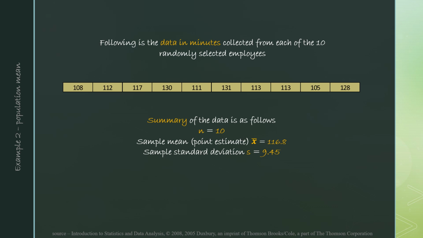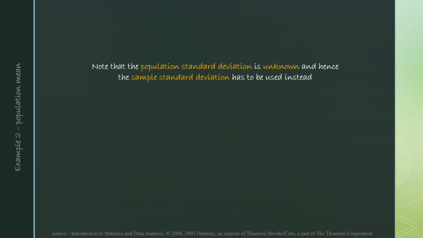Sample size n equals 10. Sample mean, that is the point estimate x bar, equals 116.8. Sample standard deviation s equals 9.45. Suppose the value of alpha, that is the level of significance for the test chosen, is 0.05. Note that the population standard deviation is unknown and hence the sample standard deviation has to be used instead.